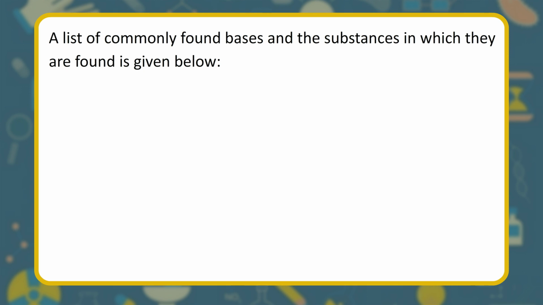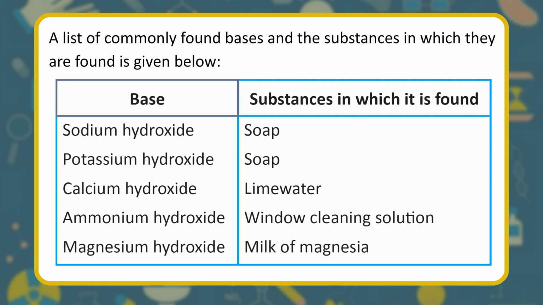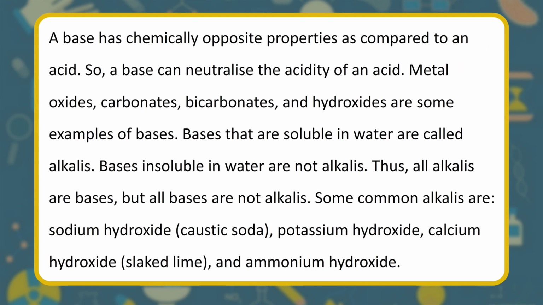A list of commonly found bases and the substances in which they are found is given below. Base. Substances in which it is found: sodium hydroxide, soap; potassium hydroxide, soap; calcium hydroxide, lime water; ammonium hydroxide, window cleaning solution; magnesium hydroxide, milk of magnesia. A base has chemically opposite properties as compared to an acid. So, a base can neutralize the acidity of an acid.